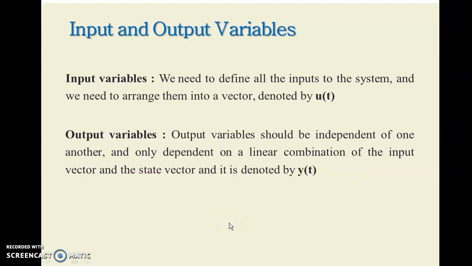The input variable is a vector which is a set of all the inputs to the system, and the output variable is another vector which is a set of all the outputs of the system. Output variable is a combination of input variable and state variable.